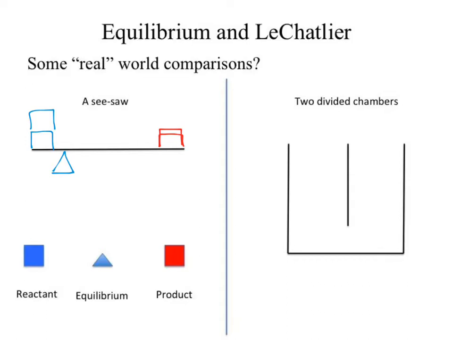Here's LeChatlier's principle. I mess with the reaction. I remove that blue box. What happens? The red box is going to fall. Okay? The reaction must re-achieve equilibrium. How can it do that? Shaving off some stuff from the red box. We can't add more blue box because we're in a closed system. We can't just add more of the reactant to balance it out.